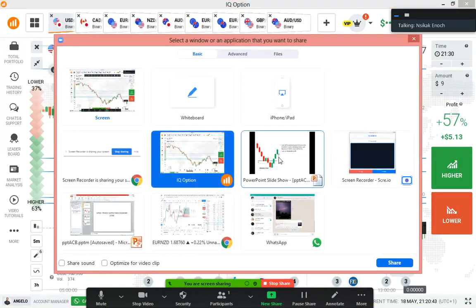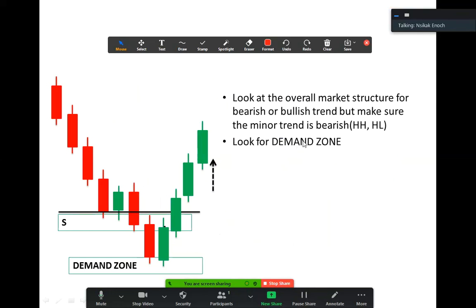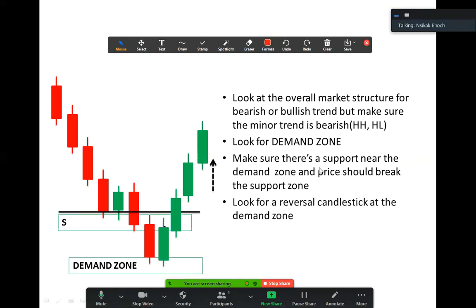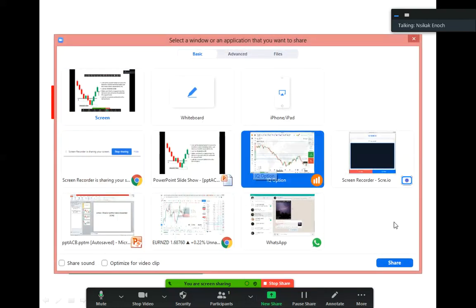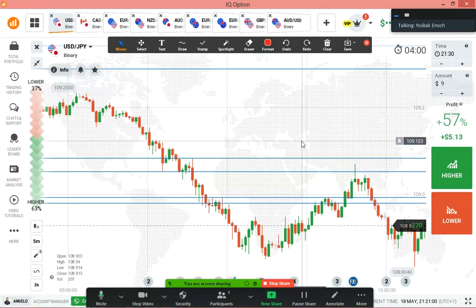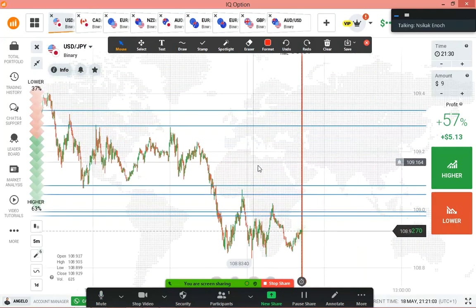So finally, as we have seen a supply and demand zone, make sure that there's a support near the demand. Yes, we have checked it, and the price should break the support. So look for a reversal candlestick at the support, at the demand zone. So now let's go and check all the charts and see how it works.